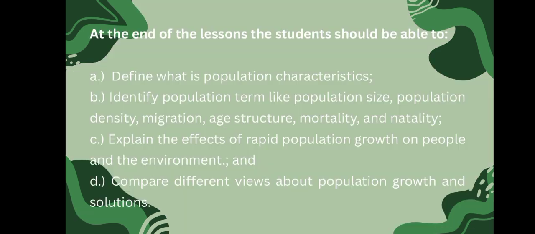At the end of the lesson, the students should be able to define what is population characteristics, identify population terms like population size, population density, migration, age structure, mortality, and natality. Explain the effects of rapid population growth on people and the environment, and compare different views about population growth and solutions.